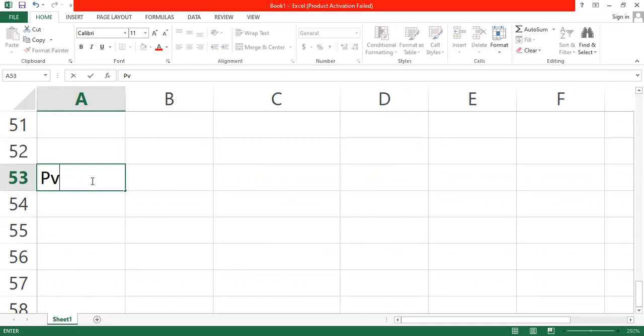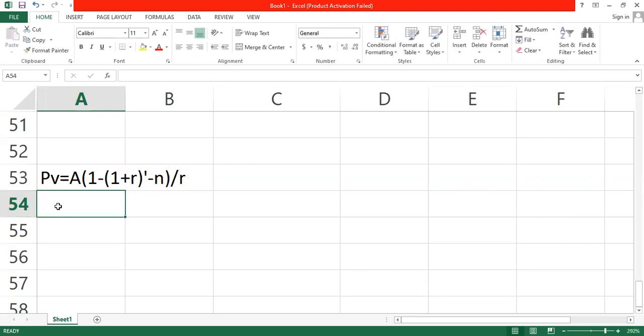How do we calculate present value of ordinary annuity? The present value is calculated as C, or we can make it A, which is the amount, into brackets 1 minus bracket 1 plus r, exponent negative n, bracket closes, divided by r, isn't it?